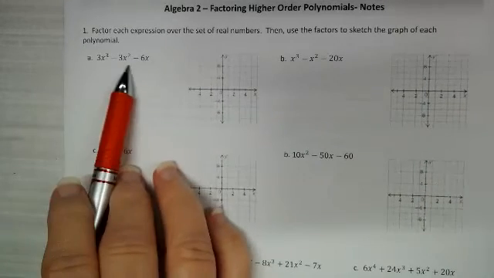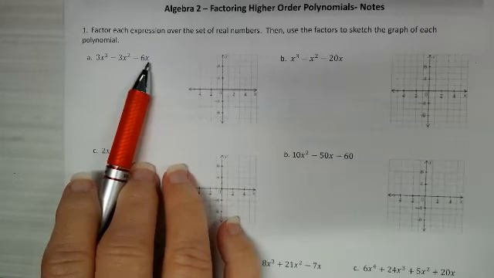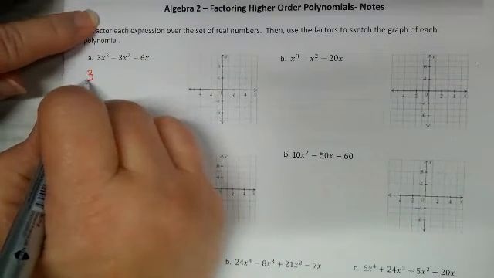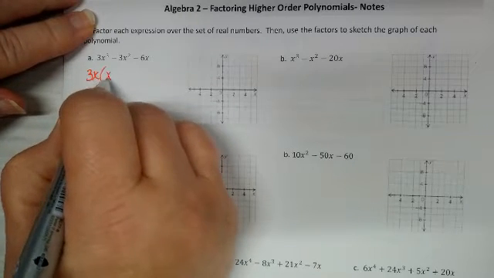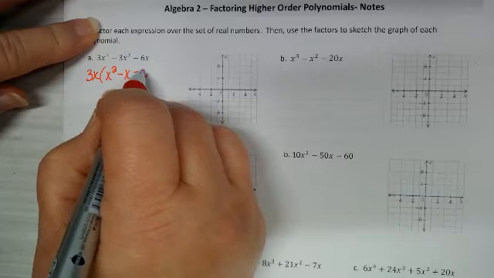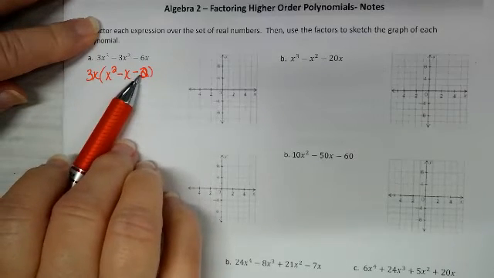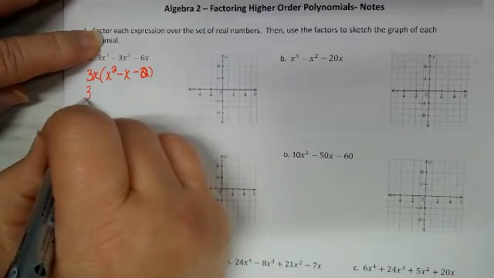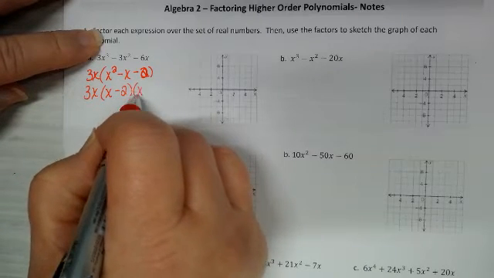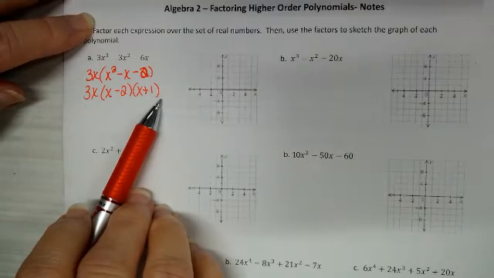So if we take a look at letter A, notice that they have a GCF. We always want to pull out a GCF if they have one. So I'm going to take out 3x, and that leaves me with x squared minus x minus 2. So now I'm looking for factors of -2 that add up to -1, and I think that's going to be x minus 2, x plus 1. So those are my factors.